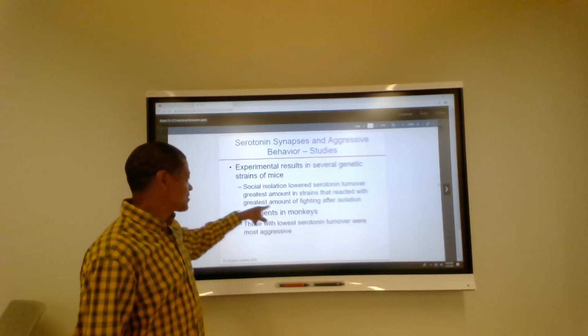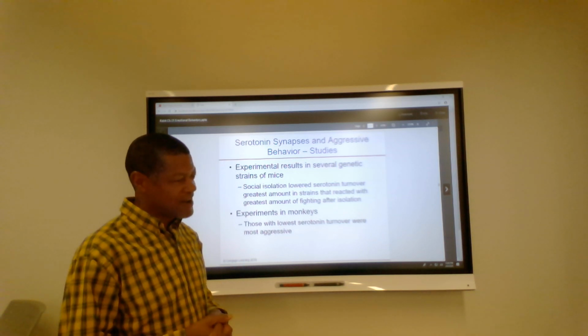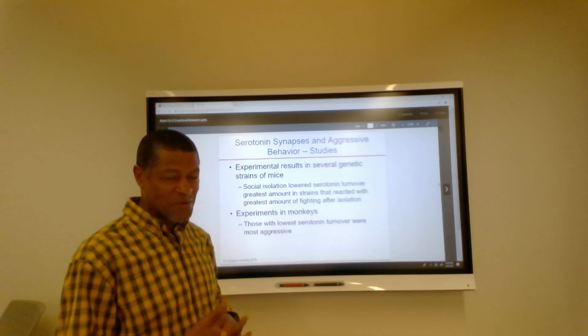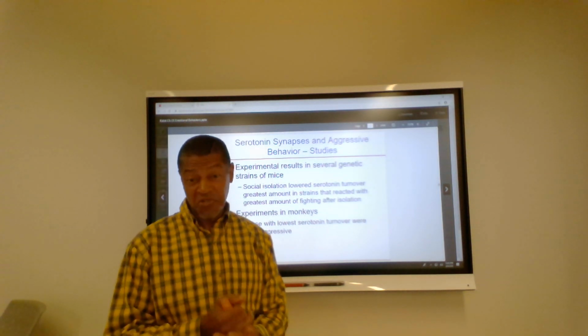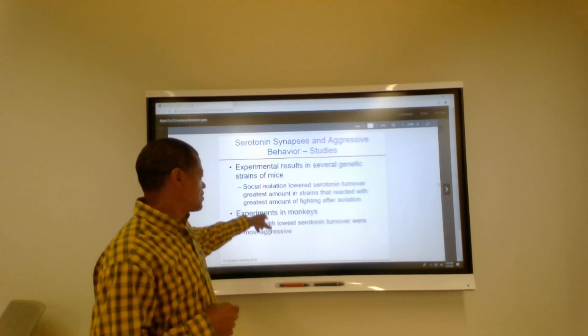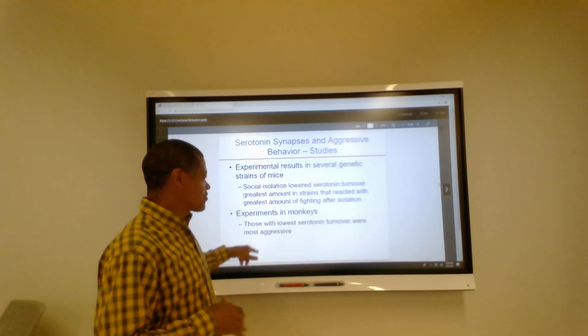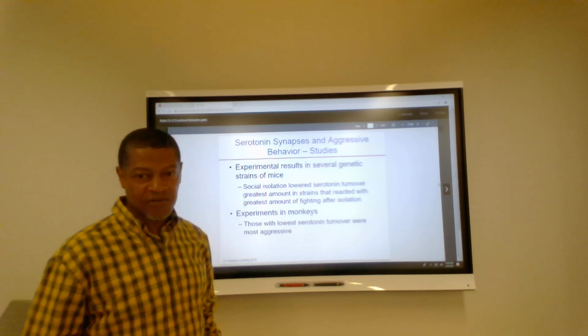And it caused this greatest amount of fighting while they're in isolation. So isolation now for this pandemic may be important for health reasons, but on a social level, it could be some challenges. And here we have again animal studies that have been used. They also did with monkeys. And when you have low serotonin turnover, those animals are most aggressive.